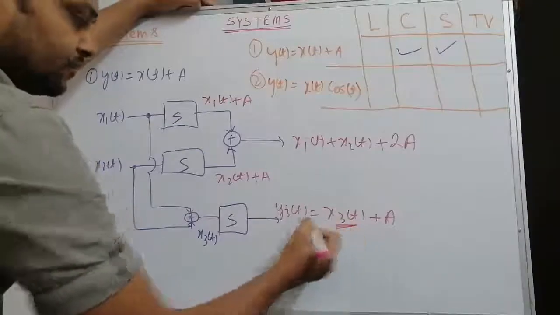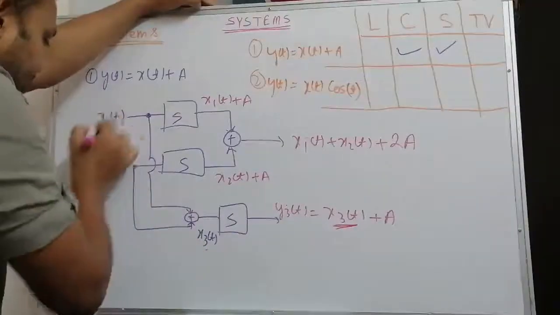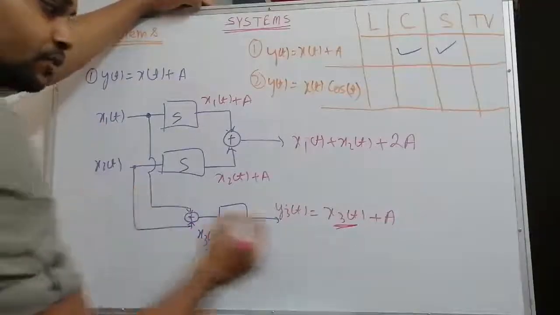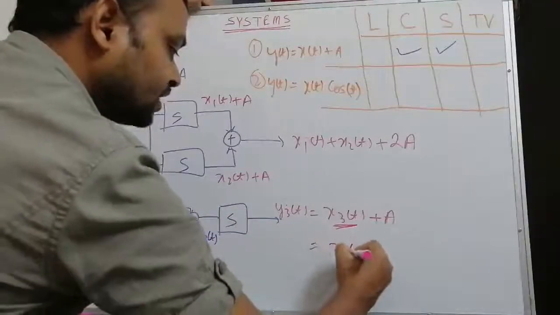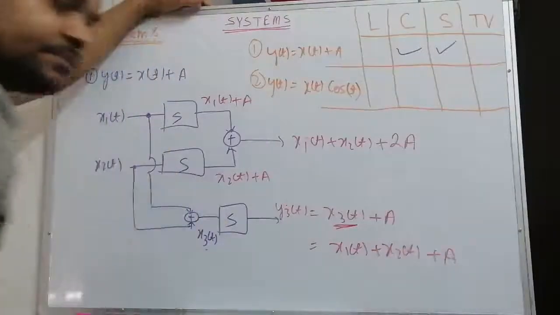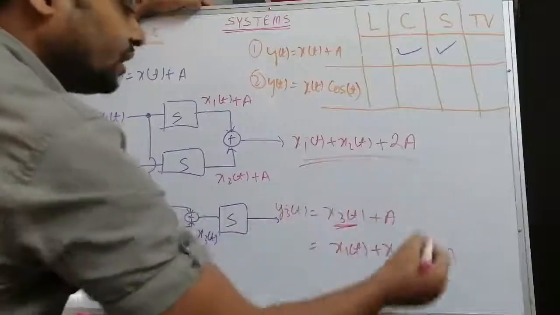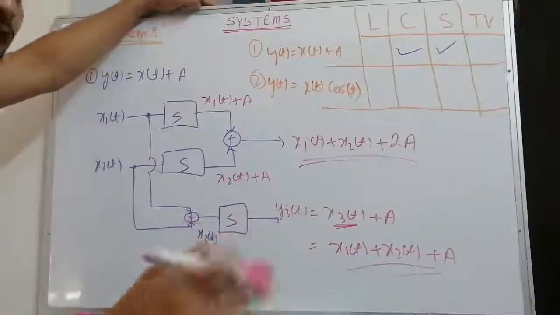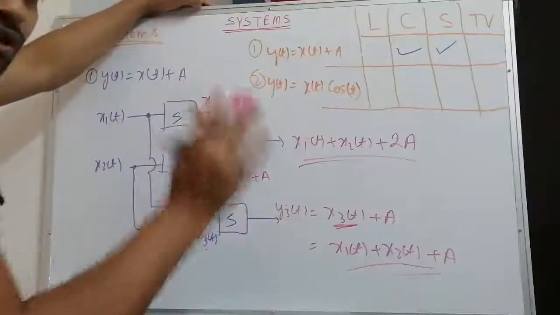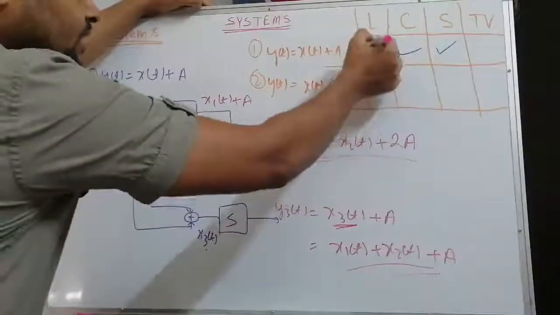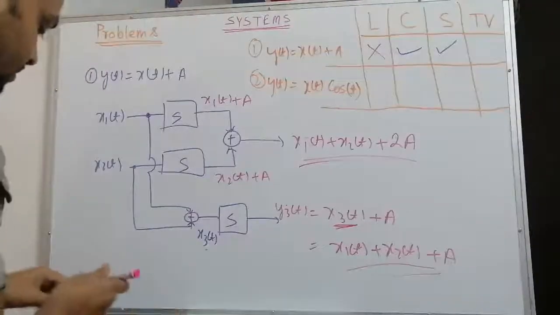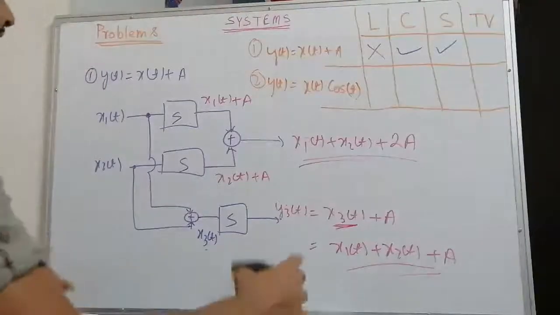But here in place of x3 of t, what do we have to do? We have to put x1 of t plus x2 of t, because x3 of t is the sum of these two. So putting that value, we get x1 of t plus x2 of t plus a. Now if we check, these two outputs are not the same. So this system is a non-linear system. It is not a linear system. This is how you check linearity and non-linearity.